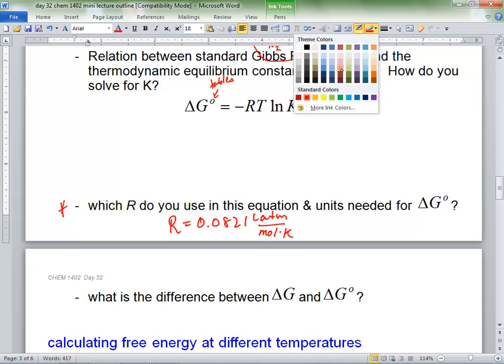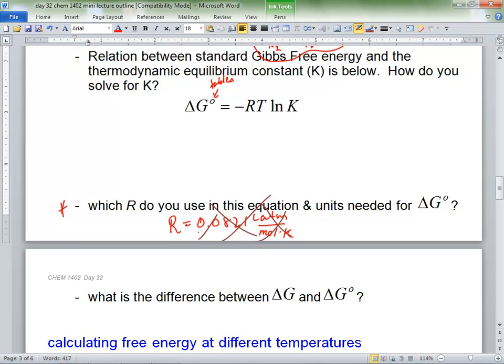But don't use that one, because we need to have units of energy in there. We need to have joules. So we're not going to use that one. The units for this one are joules per Kelvin mole. You want to know the number? There it is: 8.314. That's the R you have to use.